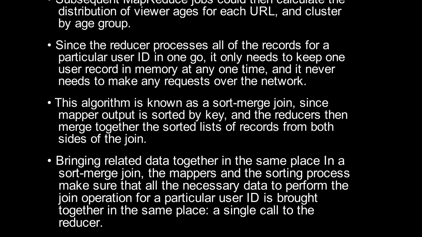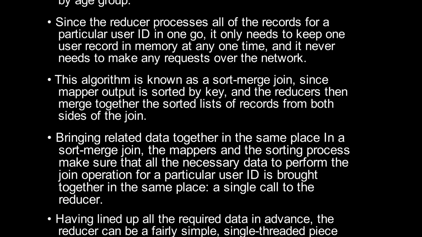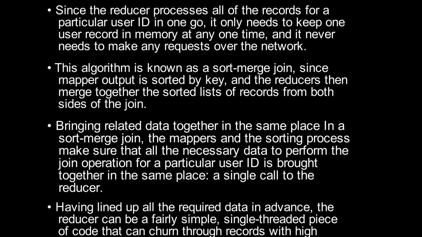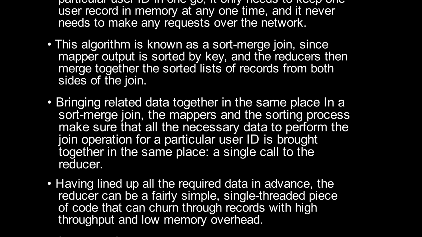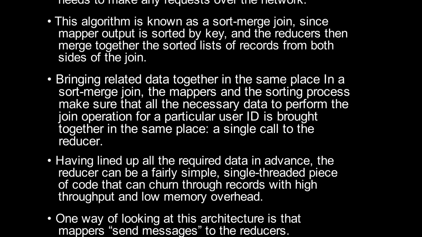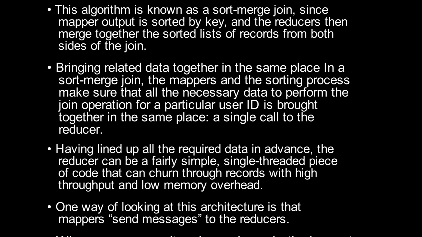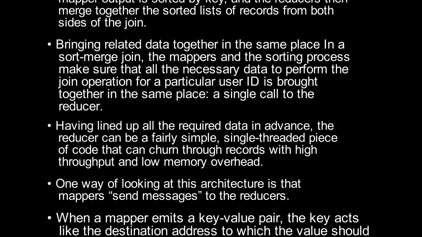In a sort-merge join, the mappers and the sorting process make sure that all the necessary data to perform the join operation for a particular user ID is brought together in the same place: a single call to the reducer. Having lined up all the required data in advance, the reducer can be a fairly simple, single-threaded piece of code that can churn through records with high throughput and low memory overhead.